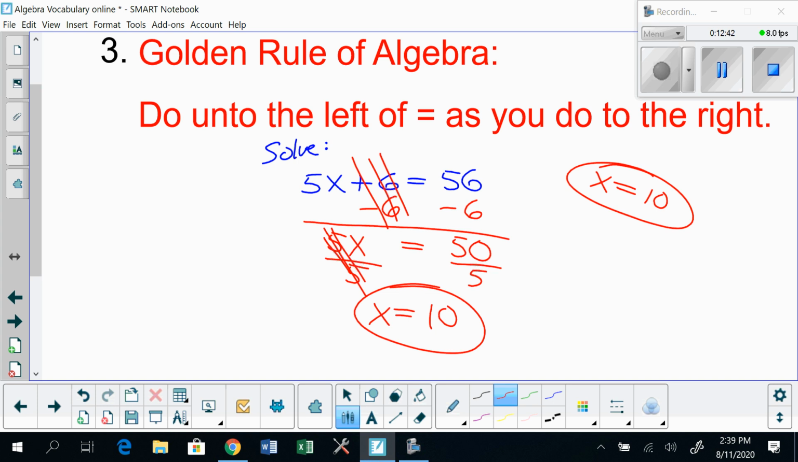So you see, using these tools of working backwards and using the golden rule of algebra, I had this little process in place where I was able to get the same answer, x is equal to 10. That's also the same answer you'd get if you were able to guess and check. But both of these go hand in hand.